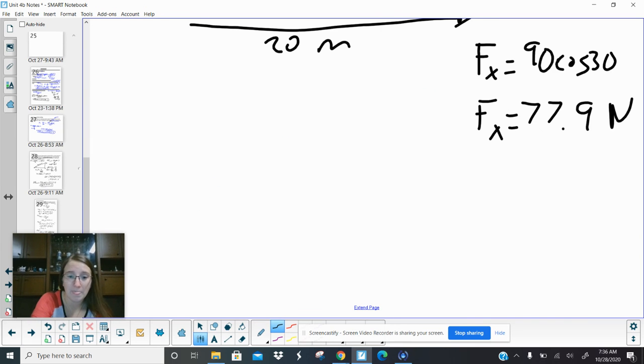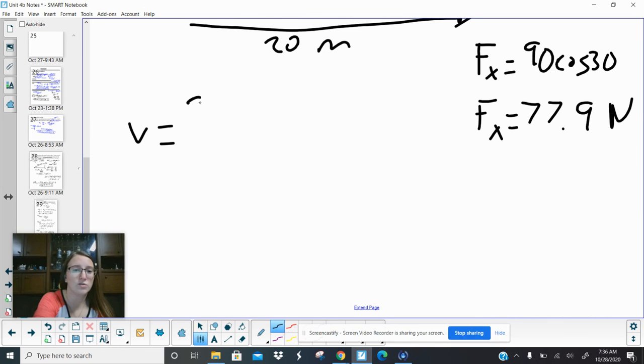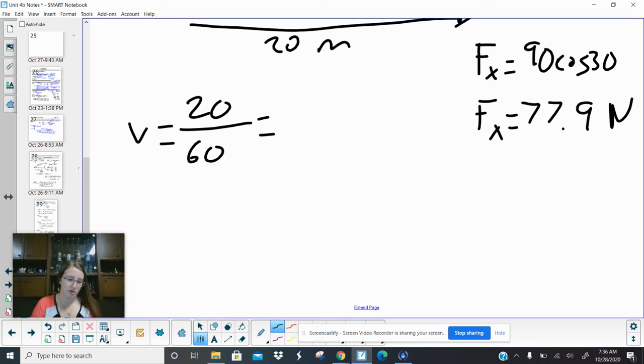And our speed, we are going 20 meters in 1 minute. Be very careful. I hope you went and got that as 60 seconds. So we have 20 meters for 60 seconds. I should know what this is. 0.33, right? 0.66? Oops. I was right, 0.33. So 0.33 meters per second.